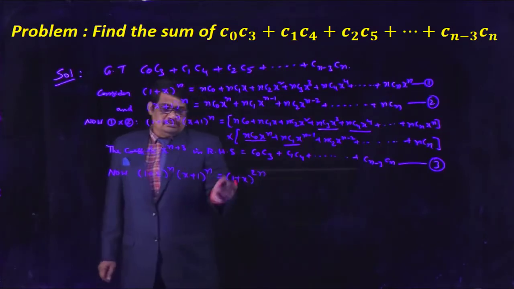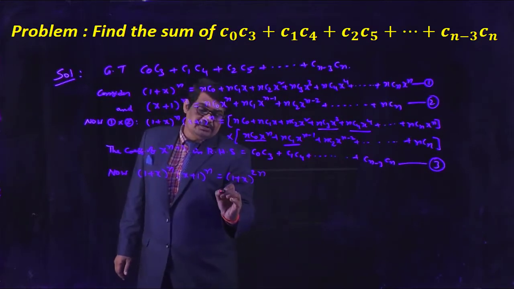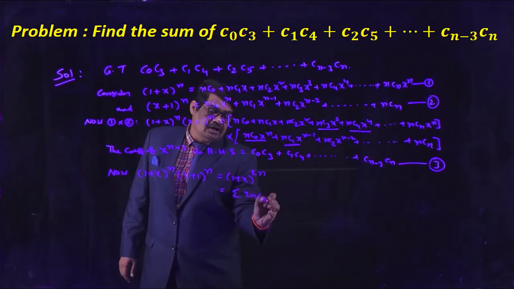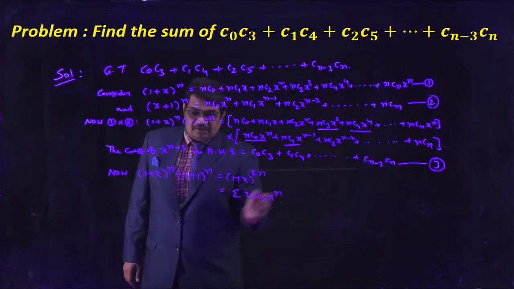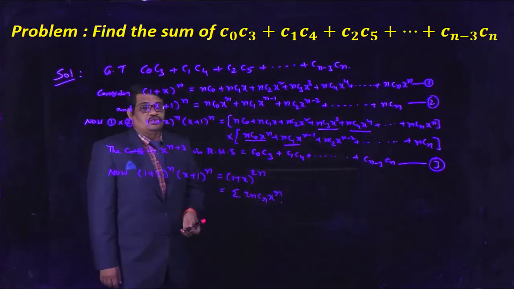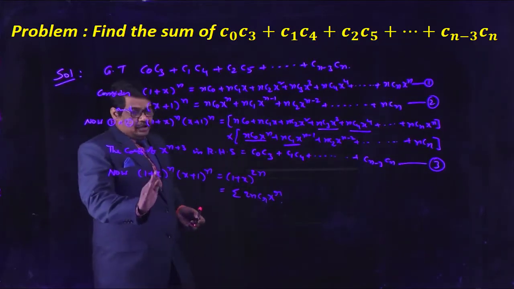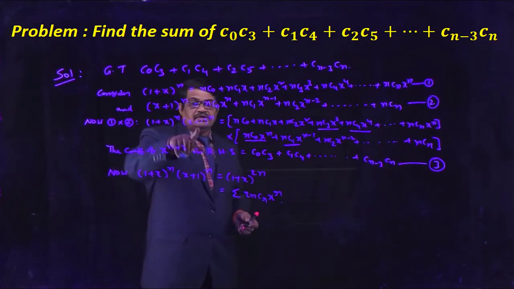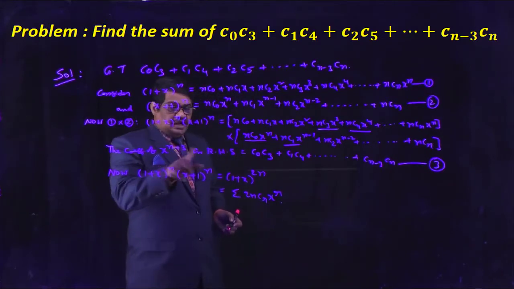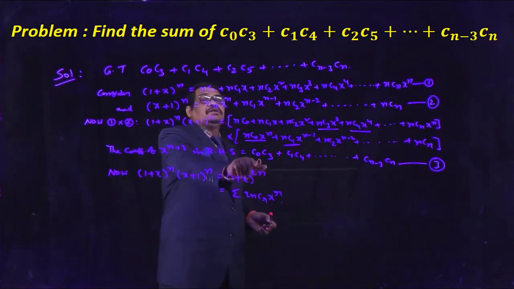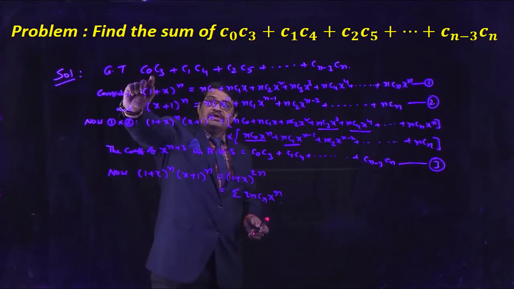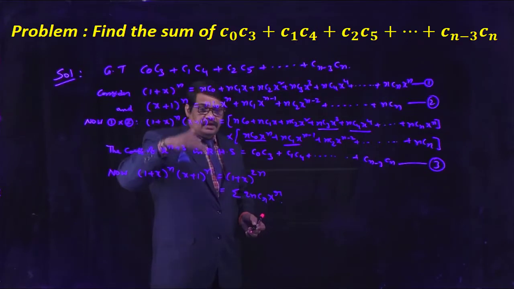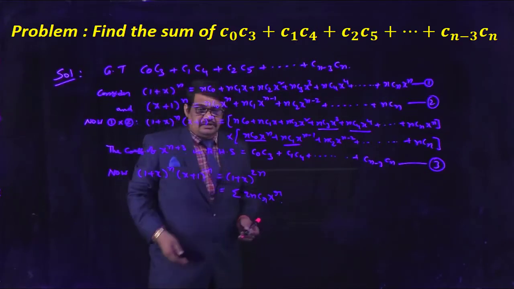Okay, now this can be written in the form of sigma notation. What is the sigma notation? Sigma 2n Cr x to the power of r. Now we are writing the coefficient of x to the power of n plus 3 in the LHS, while on the RHS we are proving a result. Now what is the value of this series?